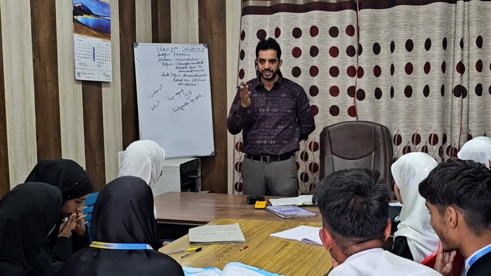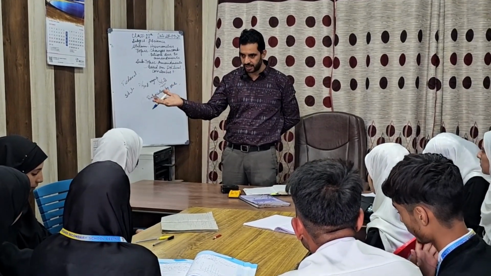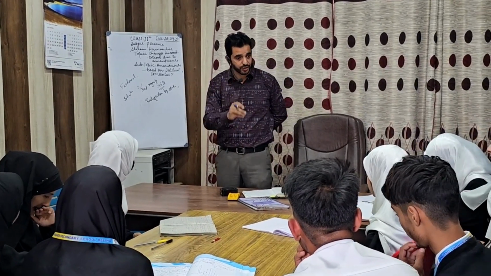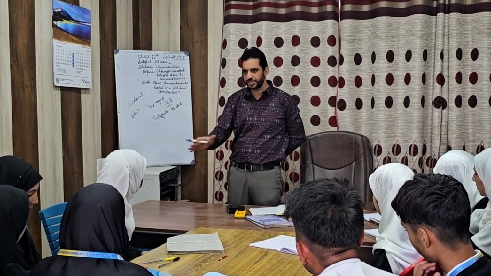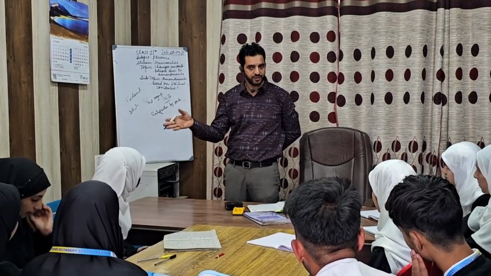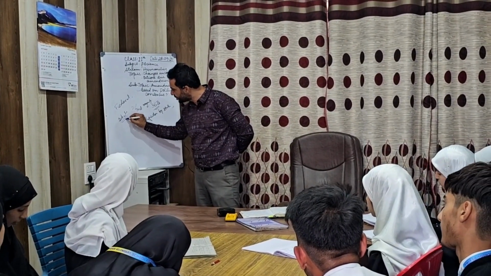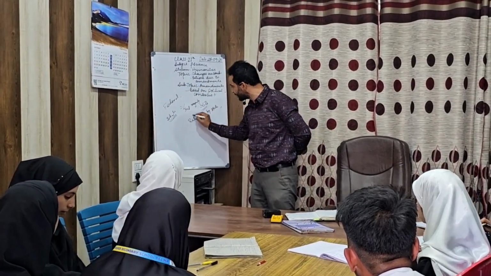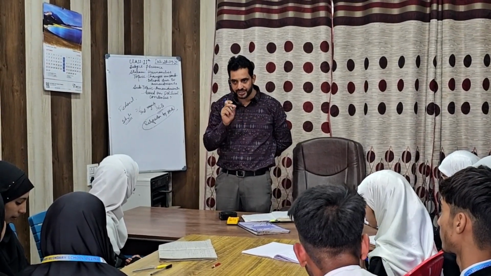We have the union list, the state list, and in the union list the power is given to the central government, and in the state list the power is given to state governments. Another is the concurrent list. In that category power is given to both, but if there is confusion between the two, whose will prevails? The central government's will prevails. So if the central government wants to change the states' powers, then they have to seek the permission of state governments. That is called ratification.